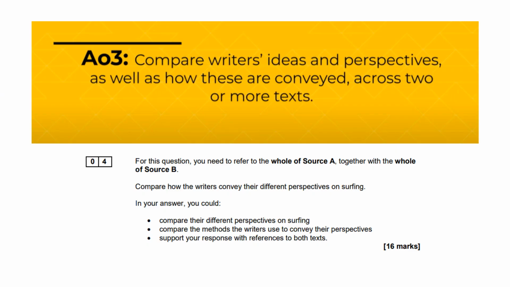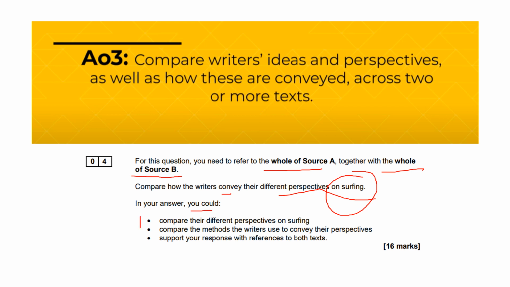So here's a reminder of the assessment objective for this particular question. It's AO3. Compare writers' ideas and perspectives, as well as how these are conveyed across 2 or more texts. And you have an example of a question here. For this question, you need to refer to the whole of source A together with the whole of source B. Compare how the writers convey their different perspectives on surfing. Clear focus to the question here. It's the perspective that they have on surfing.